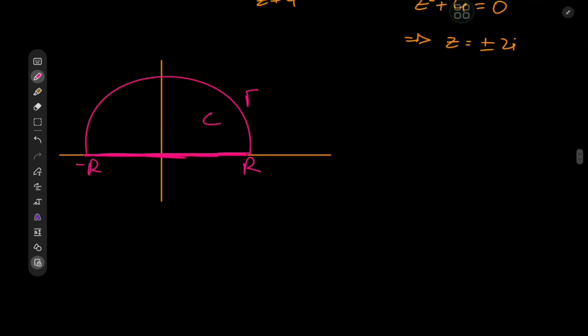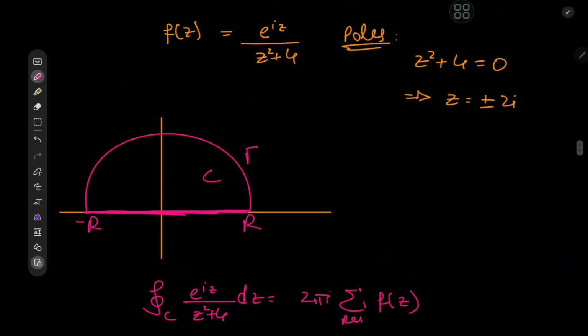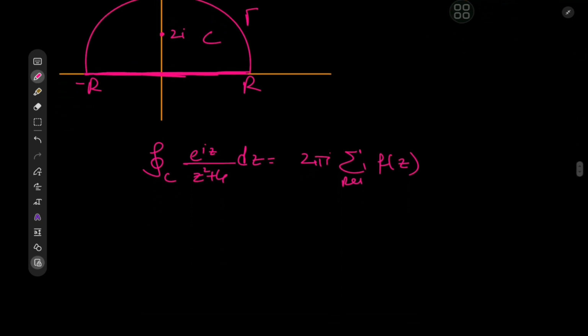Okay, cool, that seems quite nice. Now, as per the residue theorem, the integral over the closed contour C of the function e to the i z divided by z squared plus 4 dz equals 2 pi i times the sum of residues of the function f of z enclosed by the contour. Now, our contour encloses only one simple pole of the function, that is the one at 2i, so we only have one residue to calculate, and that's going to be pretty easy.